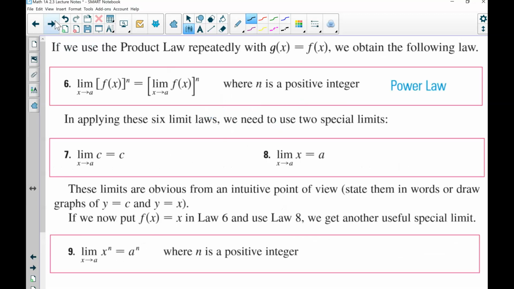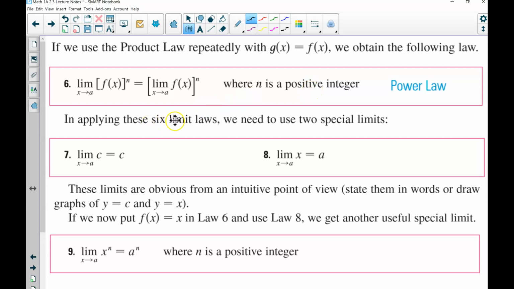Okay, now if we use the product law repeatedly with g of x equal to f of x, we would then obtain the following law. So this is the power law. The power law is saying that the limit as x approaches a of f of x to the nth power is the same thing as taking the limit as x approaches a of f of x to the power of n, when n is a positive integer.